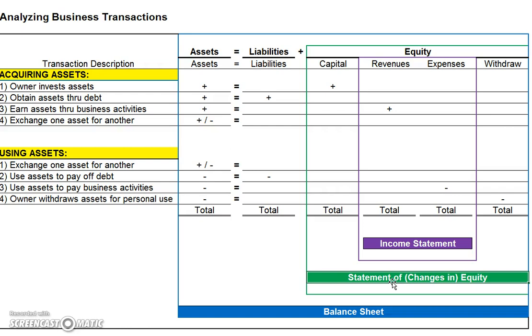And that is our starting off with the accounting skill of analyzing business transactions.